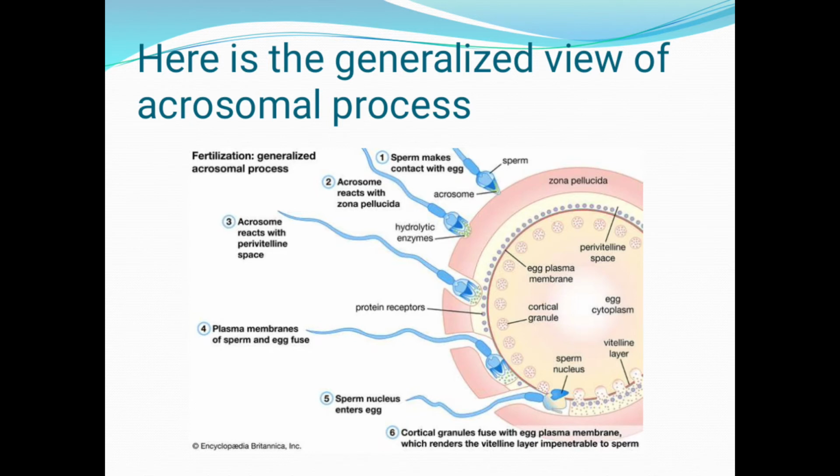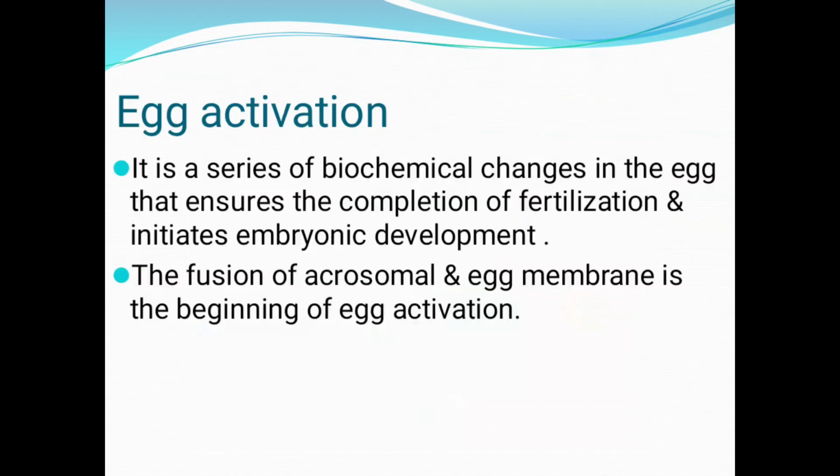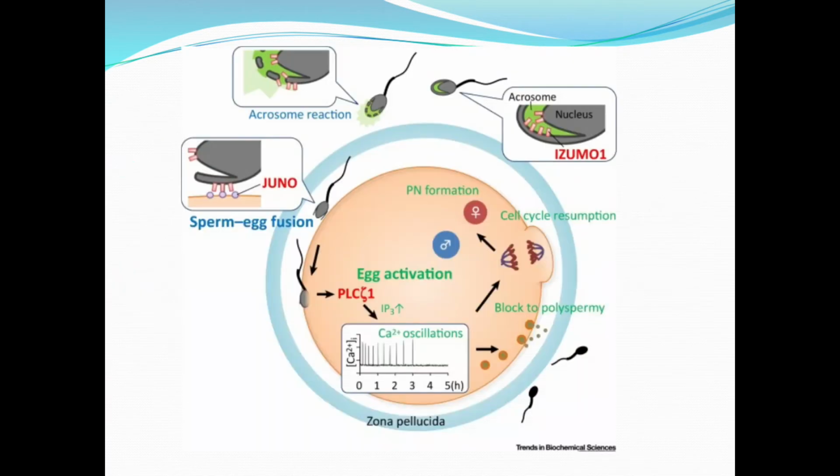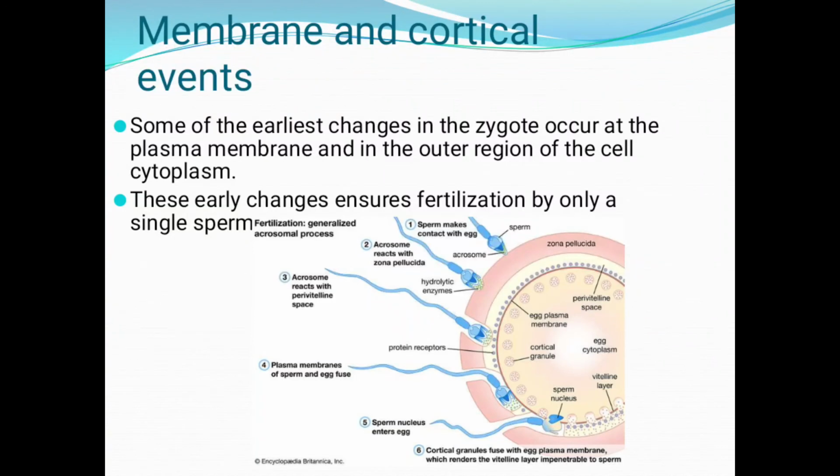Now the egg and sperm nuclei fuse to form a zygote. Now egg activation. The fusion of the acrosomal and egg membrane is the beginning of egg activation. Basically, it is a series of biochemical changes in the egg that ensure the completion of fertilization and the initiation of embryonic development. In this picture, you can see egg activation. Calcium ions are produced that block polyspermy.